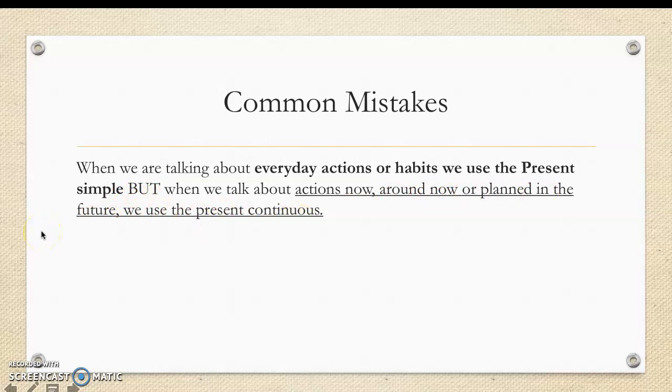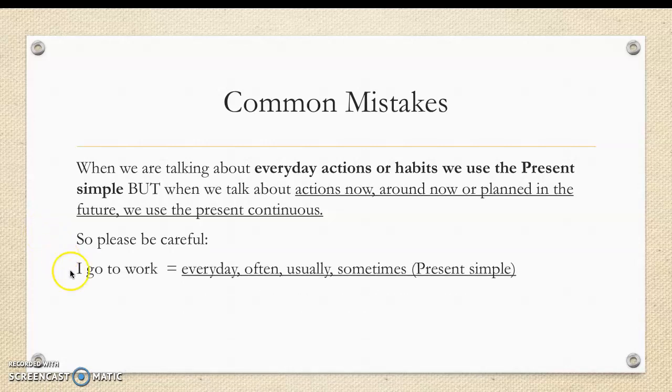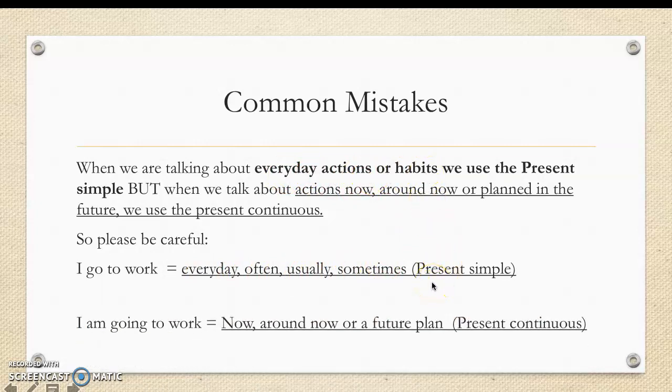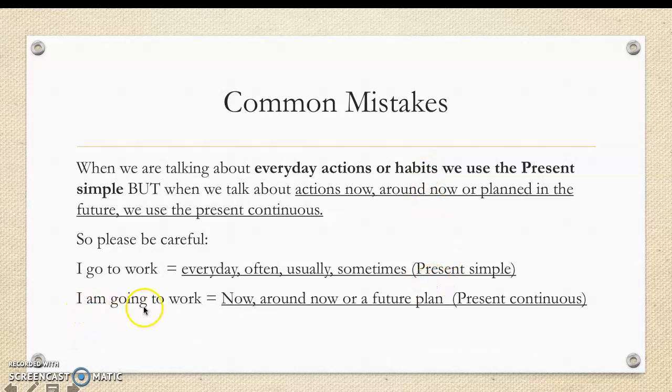Let's take a look at 2 examples. So please be careful. For example, I go to work. The verb in this form simply means every day, often, usually, or sometimes. So it's an everyday action or habit, and that is the present simple. The present continuous, I'm going to work, means now, around now, or a future plan. You will need to remember this when we go to the LMS later.